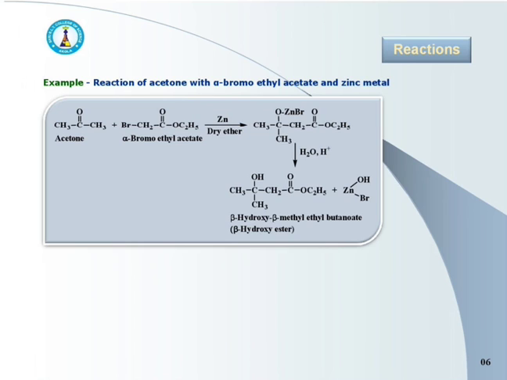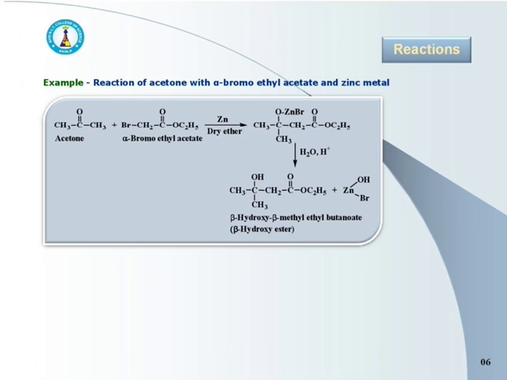First one is the reaction of acetone with alpha bromo ethyl acetate and zinc metal. When acetone is treated with alpha bromo ethyl acetate and zinc metal, of course in presence of dry ether, beta hydroxy beta methyl ethyl butanoate is obtained.